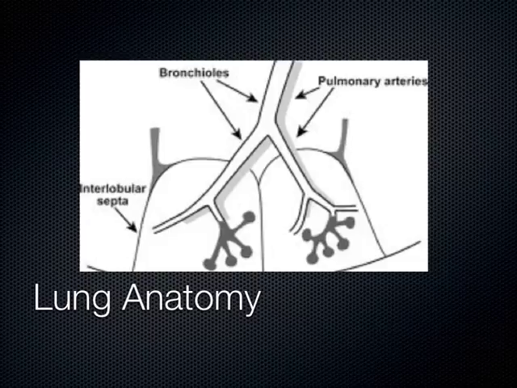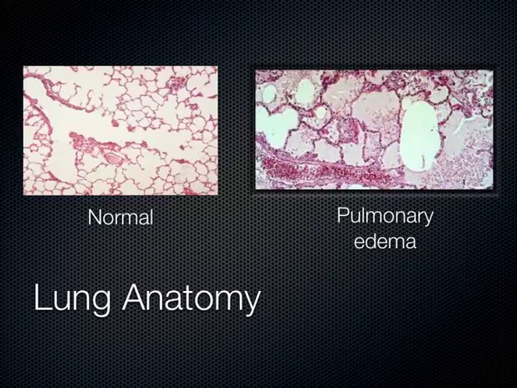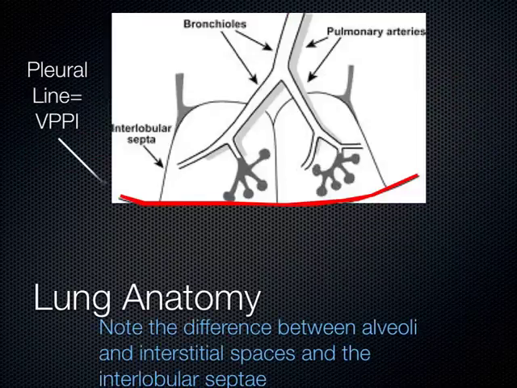This is what it appears like in pulmonary edema. You can see that the air is replaced by fluid. You'll also notice that the interstitium in the picture of pulmonary edema is quite a bit thicker than the interstitium in a normal lung, and that's going to be important to note. Looking back at the picture, the pleural line is also sometimes referred to as the VPPI, the visceral parietal pleural interface. It basically just means where the visceral and parietal pleura come together and move on each other.